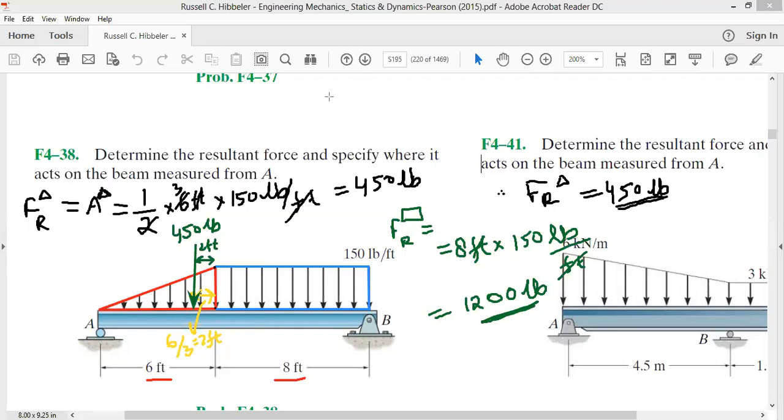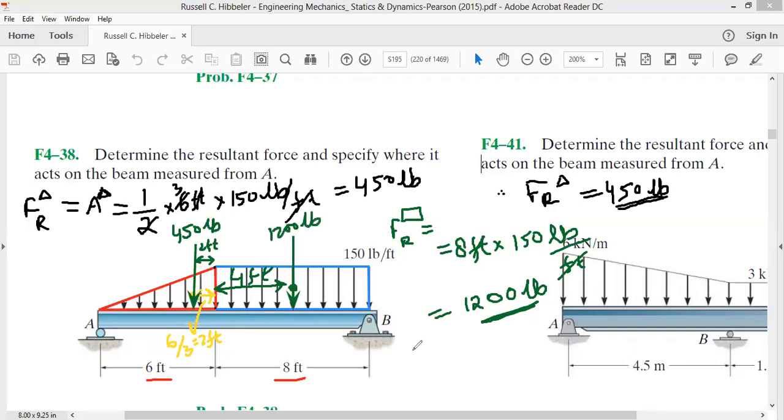Where is the centroid of this rectangle? We know the centroid of the rectangle is at the center, the geometrical center, such that this distance will be 4 feet. This distance will be 4 feet. And this force will be acting like this. This force is equal to 1200 pounds. So we have a 1200 pound force acting at a distance.